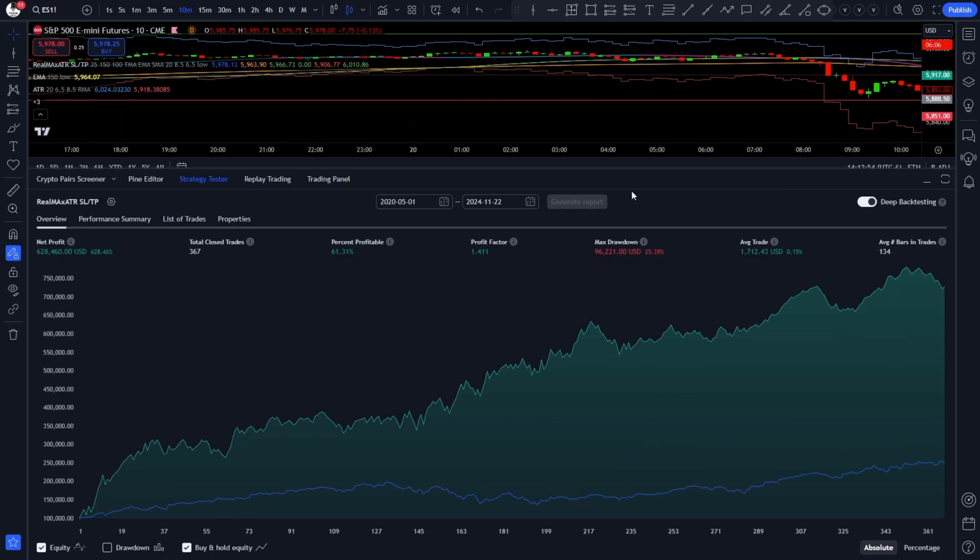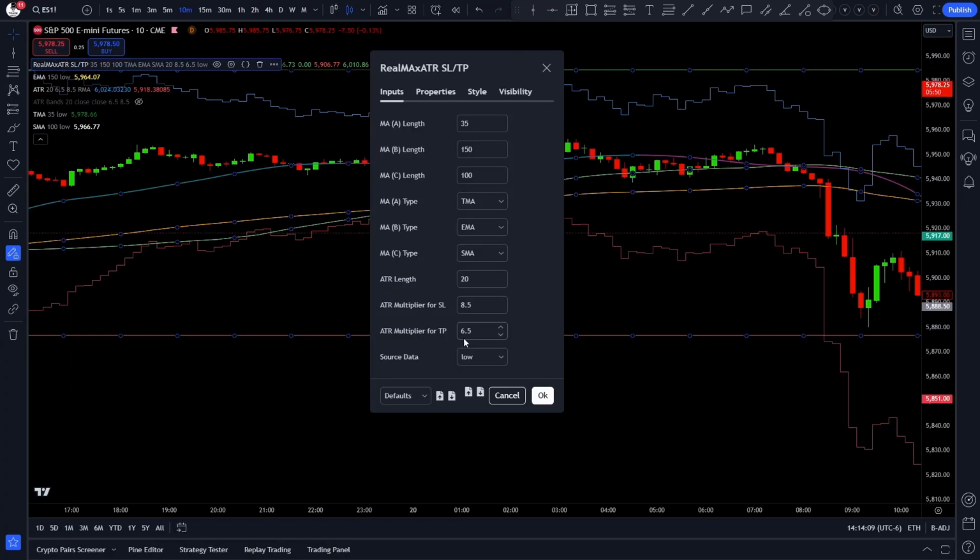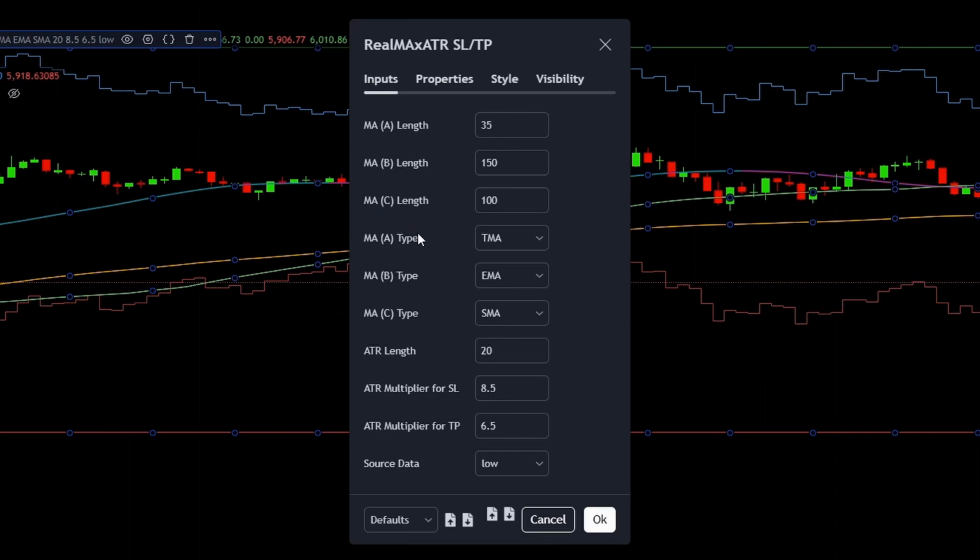Okay, we went over all the indicators needed, the rules of the strategy, and the backtest results, but how can you get access to the full script? To get access, just go down into the description or into the comment section. I will leave there a Google Drive link where you can download the full source code for free.